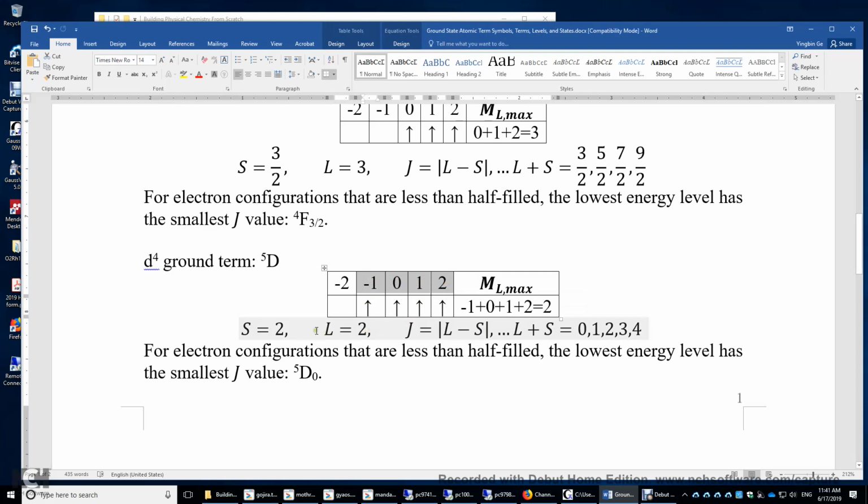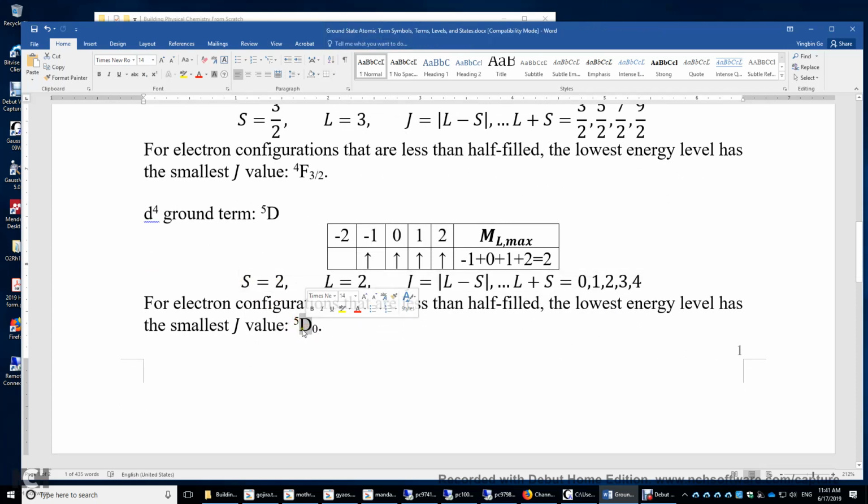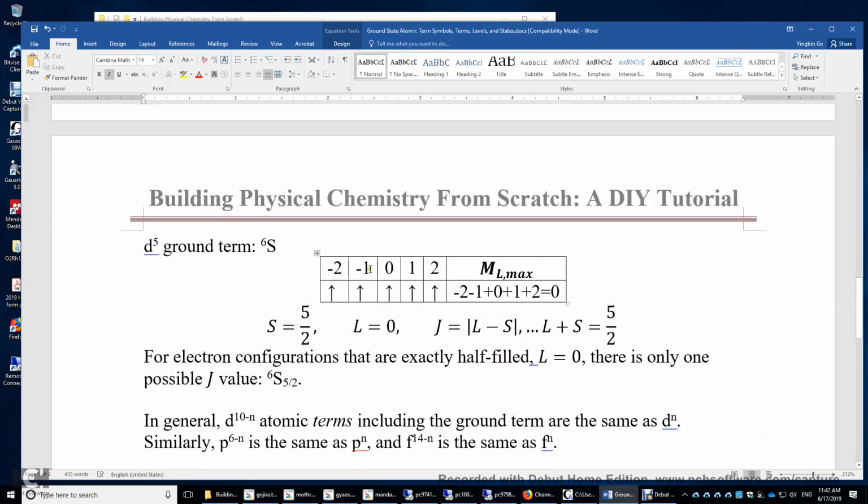So J must be from L minus S, that's 0, all the way to L plus S equals 4. And again, 2S plus 1 equals 5, therefore we'll put 5 here. And the symbol for the orbital angular momentum is D because L equals 2. So how about J? The J value has to be 0, because the shell is less than half filled.